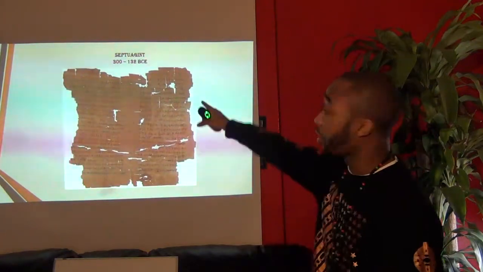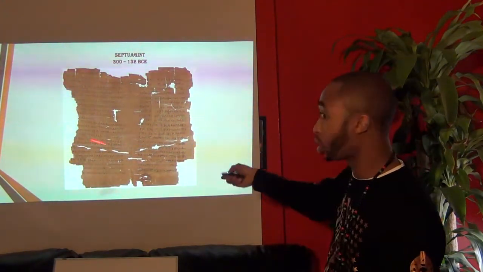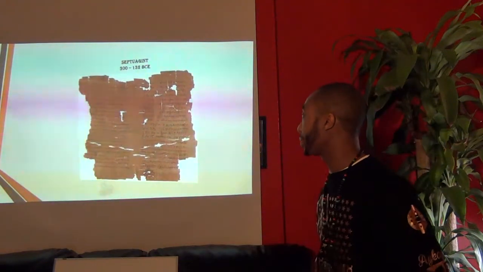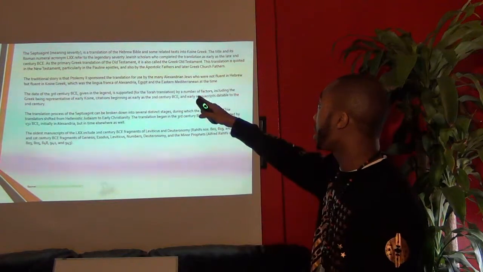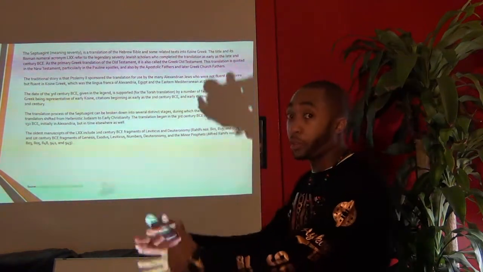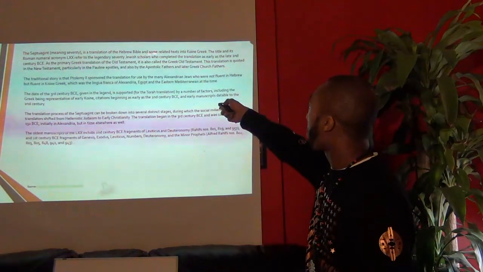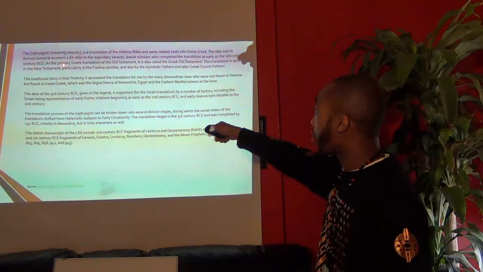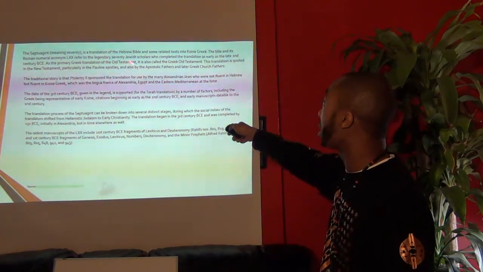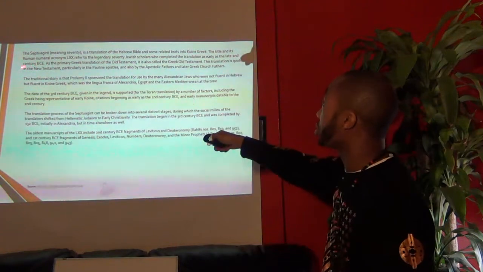Let's move forward. The Septuagint dates approximately 300 to 132 BCE. As you can see, this is written in Koine Greek. All right, what is the Septuagint? The Septuagint, meaning 70, is a translation of the Hebrew Bible, because they translated from a Hebraic source manuscript of the Bible and some related texts into Koine Greek. The title and its Roman numeral acronym LXX refer to the legendary 70 Jewish scholars who completed the translation as early as the late 2nd century BCE.